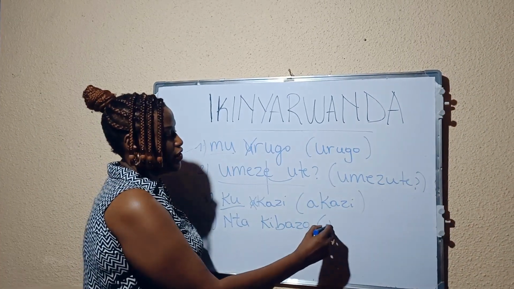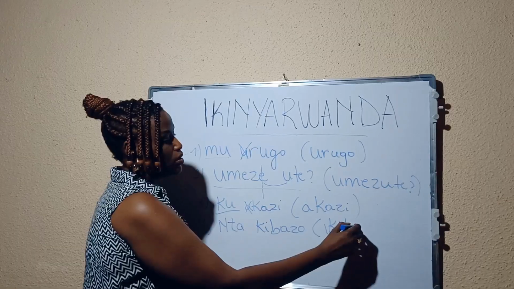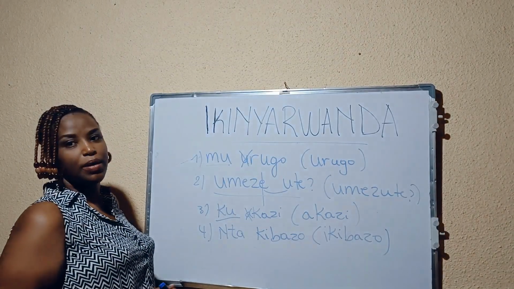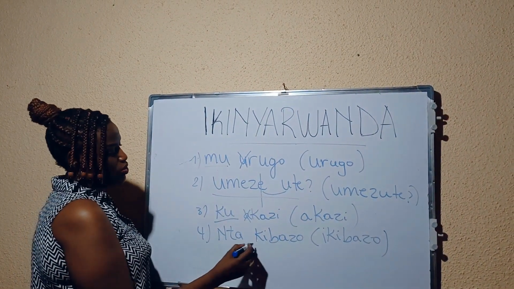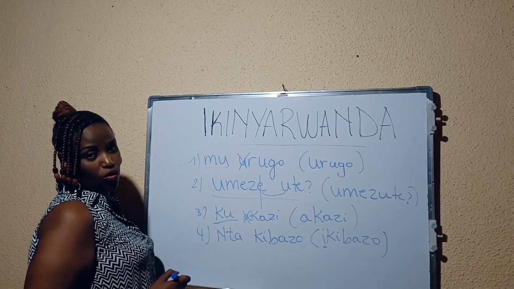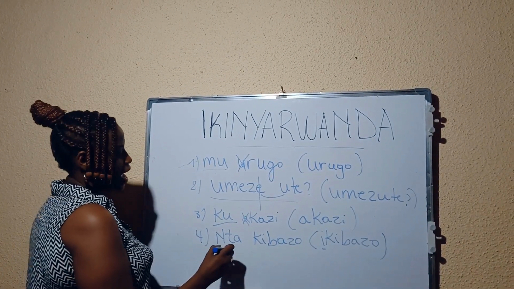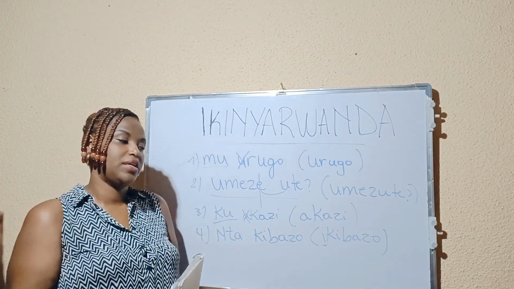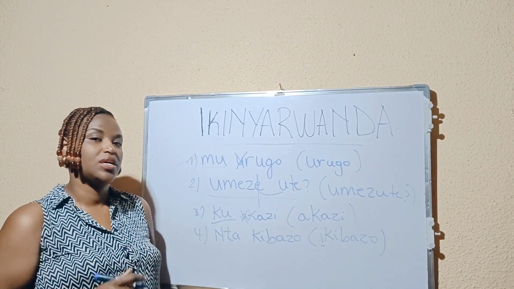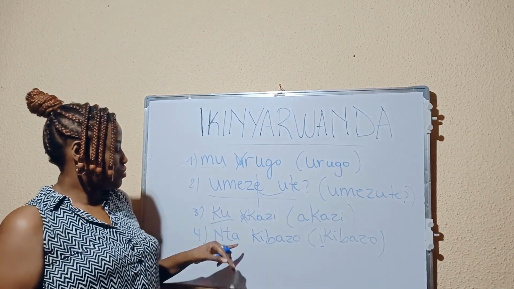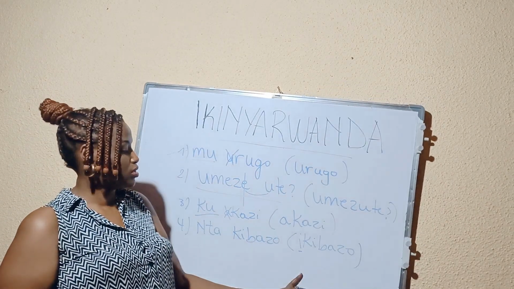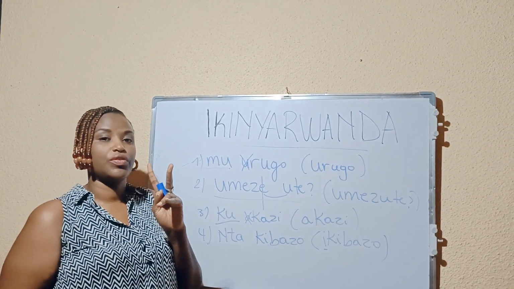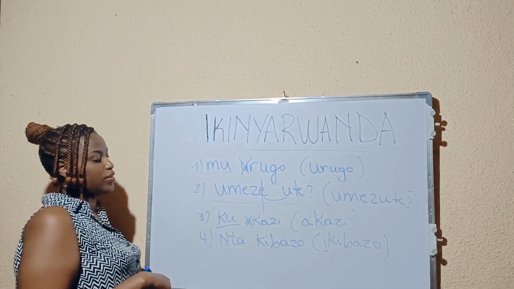So the word is ikibazo. And nta kibazo, so this I is dropped. You drop it. And most people, you will see, spell it as if it's one word. It's not correct. If you spell this in one word, you know that it's not correct because nta means no. So there are two words. You can't spell them together.